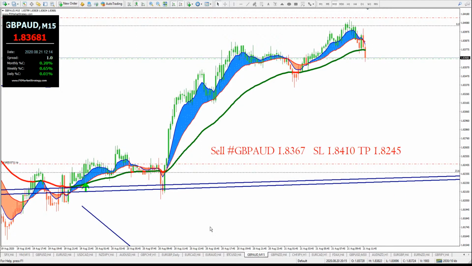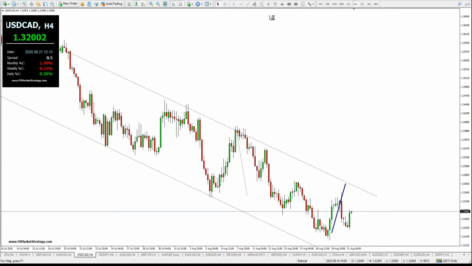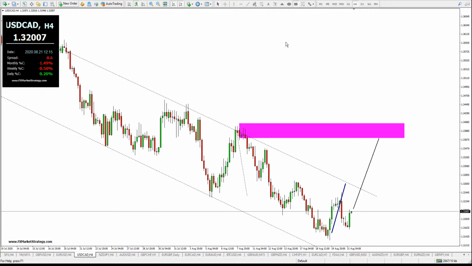Okay, now euro dollar, of course we want to sell euro dollar now. Dollar CAD is probably going to go up, guys. If you want to take this buy, I do expect this to go all the way up here. Okay, so dollar CAD is a buy.